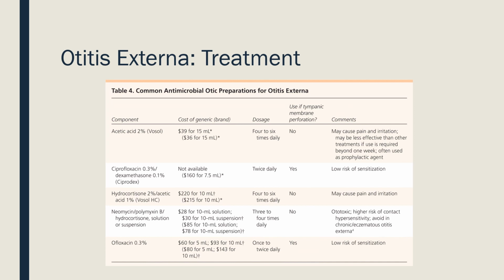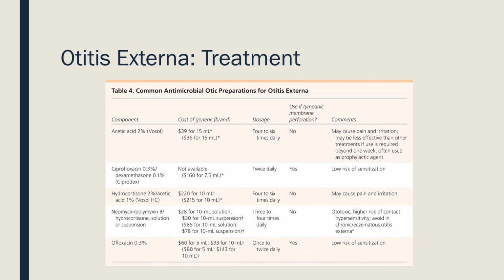Topical antimicrobials, including acetic acid, aminoglycosides, polymyxin B, and quinolones, are the treatment of choice for uncomplicated cases. Some formulations will also have corticosteroids, which may help resolve symptoms faster. However, there is little to no evidence suggesting one product is superior to another.